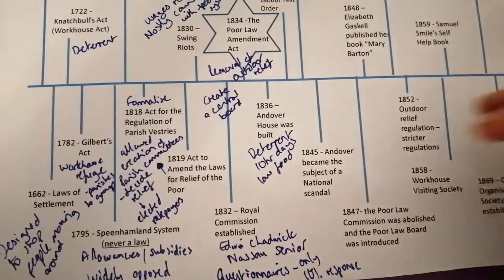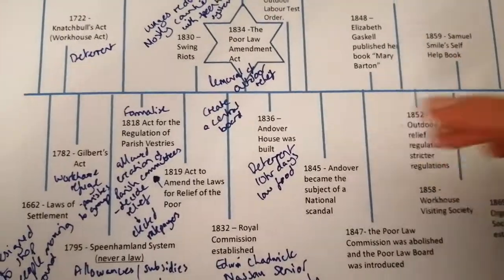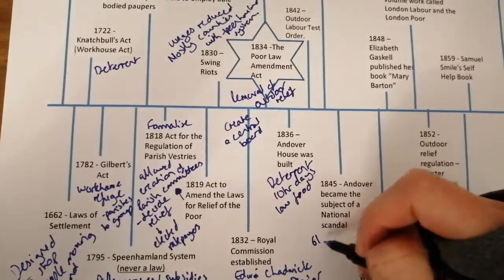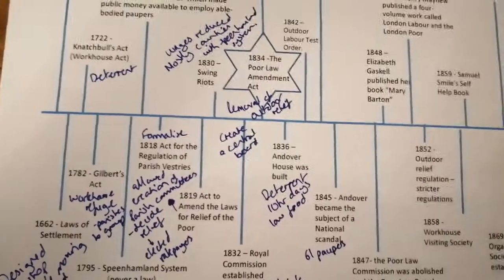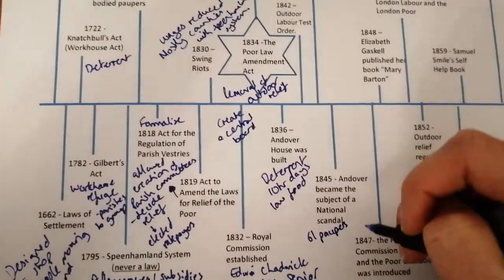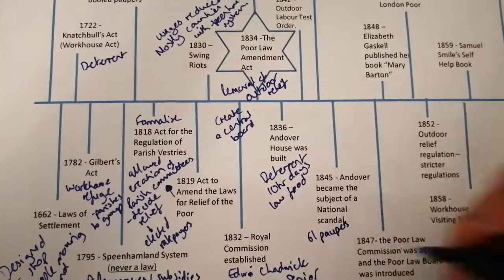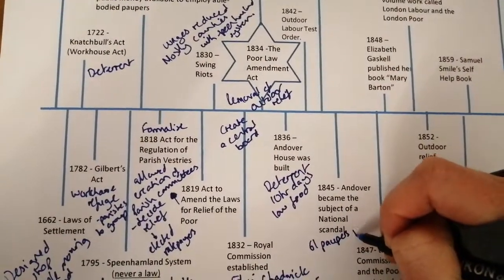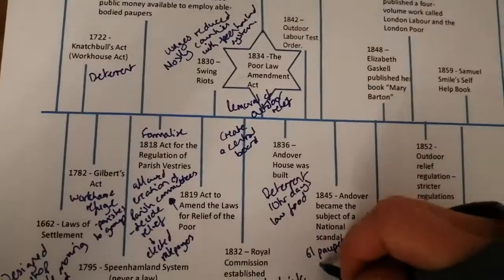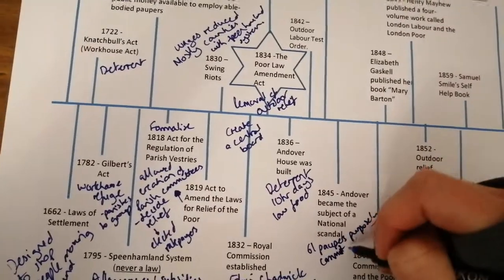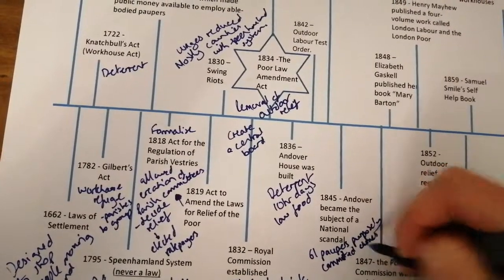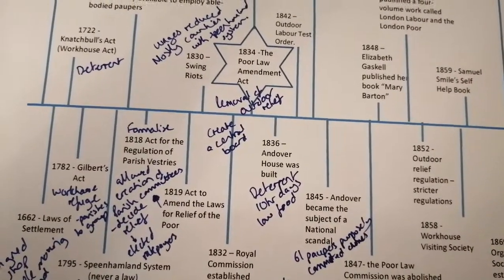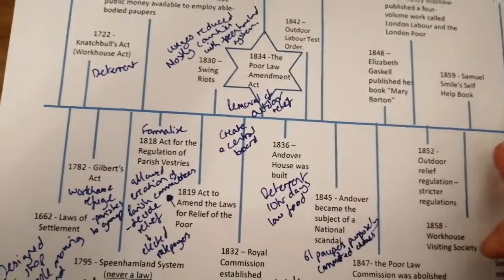And this Andover scandal is huge. The poor people are in such cruelty that actually we find that 61 paupers start to go to prison deliberately. So they purposely steal so they can go to prison, which is actually better conditions. So 61 paupers purposely committed crimes. And there were all sorts of issues here. There was sexual abuse, there was starvation, there was all manner of issues. And so this suddenly became highlighted.